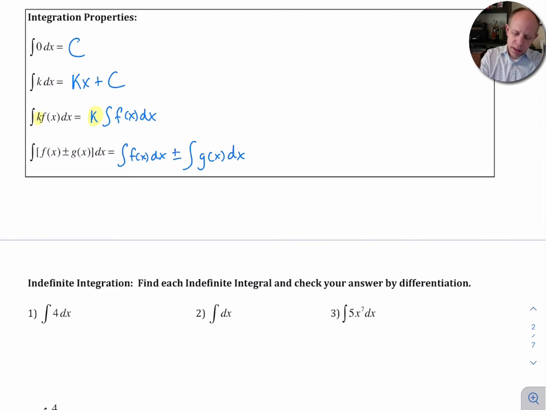Now, what you'll notice is that we do not have a rule for a product of two functions. Okay, so there is no product rule.